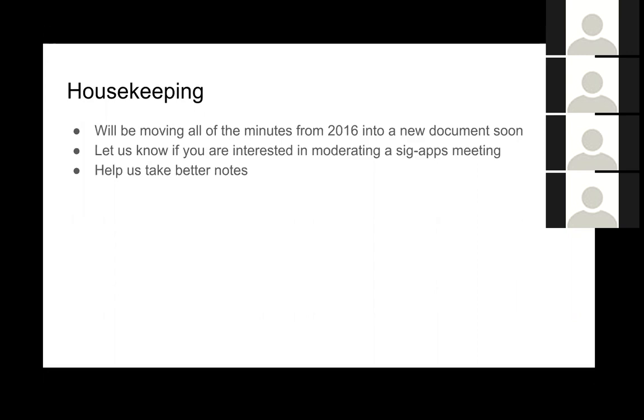Other notes, we'll move all of the meeting minutes from 2016 into a new document soon. I don't know if you've noticed, but the Google Doc we have has been slower and slower about loading up. So we're just going to follow the same practice as the Kubernetes community meeting and put all of the old notes in a new document and link that in the repo.